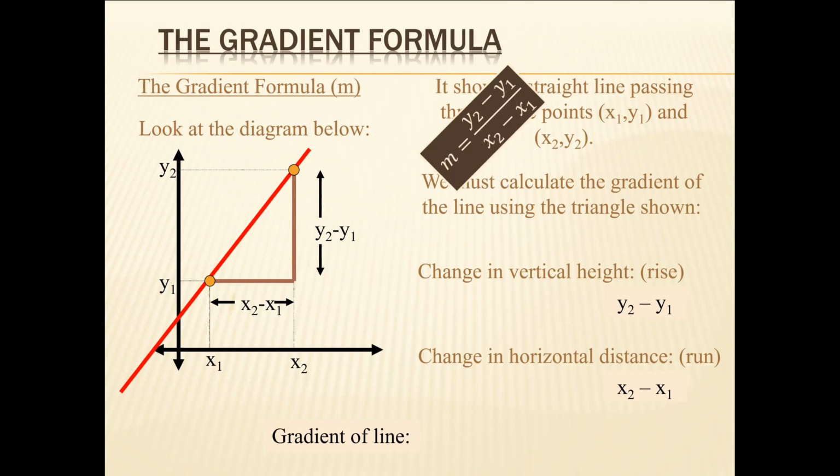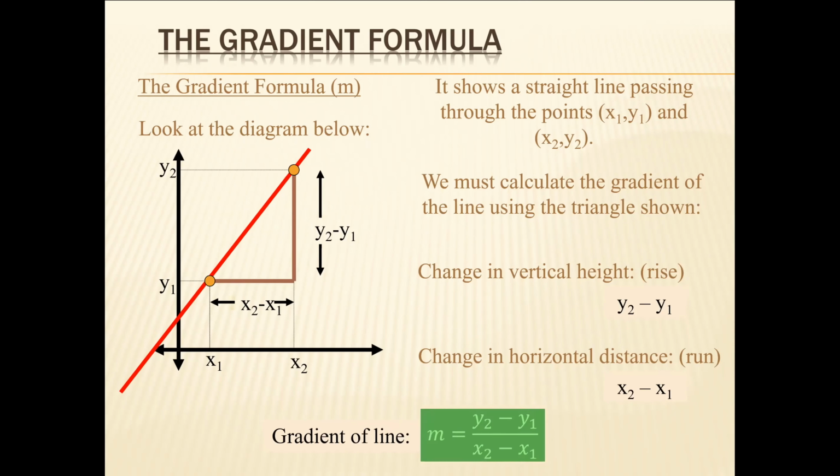So the formula for the gradient of a line, which is generally symbolized with small m, is m equals y2 minus y1 upon x2 minus x1. You can note down this formula for the gradient or slope of a line. You will be given two coordinates present on the line, so based on those two coordinates, you can find the difference of y coordinates divided by the difference of x coordinates, and that gives the slope of the line.